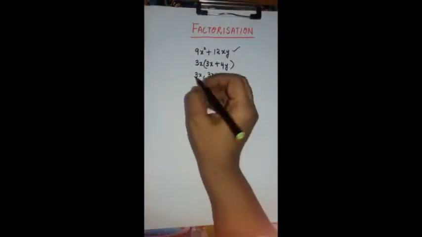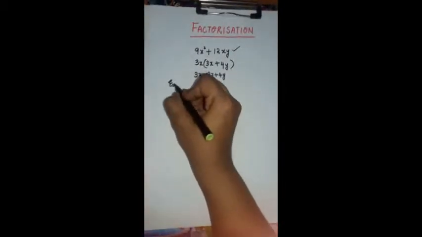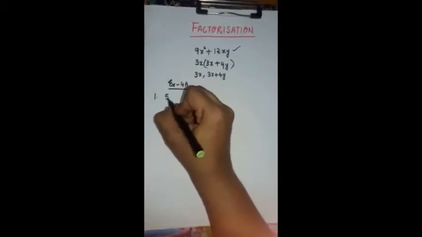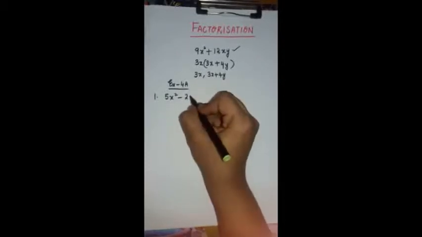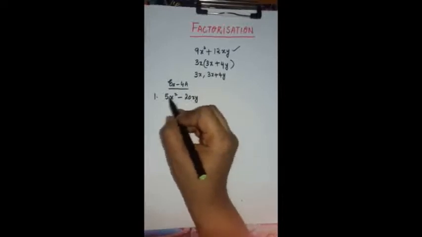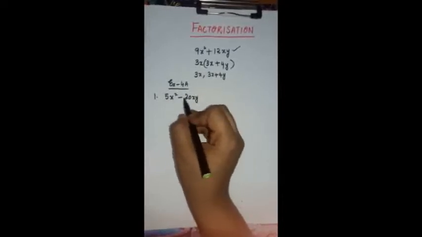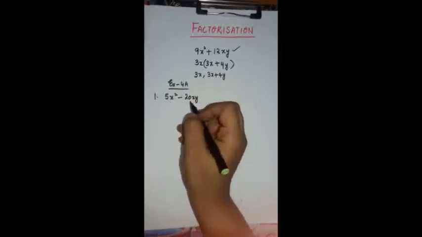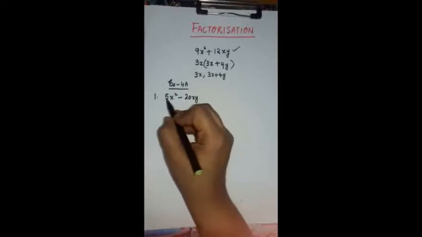Now students, let us go with the exercise. Exercise 4a. The first problem is 5x square minus 20xy. Now in this expression you have got two terms. Out of these two terms you have to check which number and which variable you can take common. Now 5 and 20, you can easily identify that they go in the 5 table. 5 1s are 5, 5 4s are 20. Both go in the 5 table, so 5 we can take common.